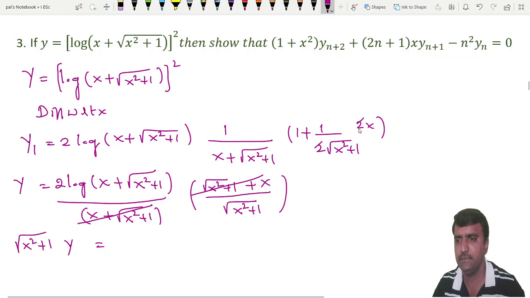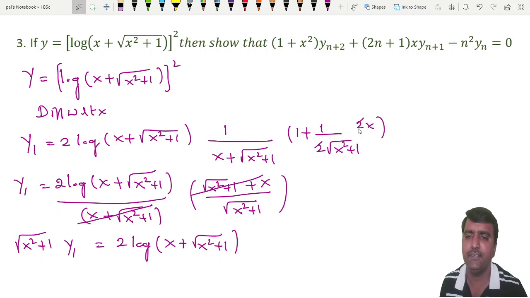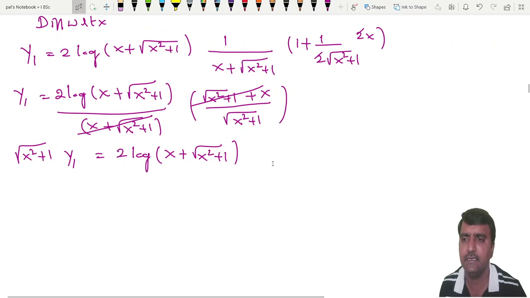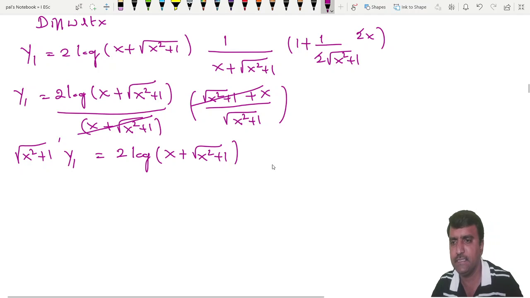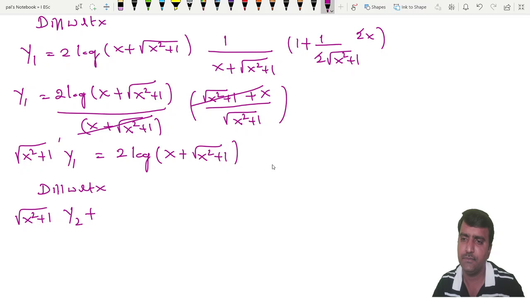So root of x square plus 1 into y1 is equal to 2 into log of x plus root of x square plus 1. Again we need to differentiate this with respect to x. The differentiation of y1 is y2.